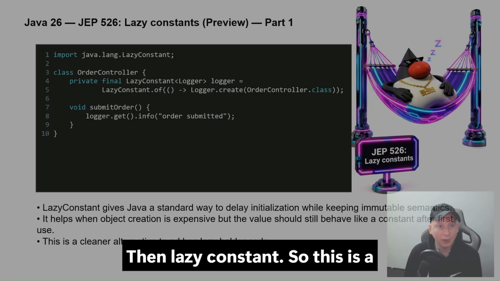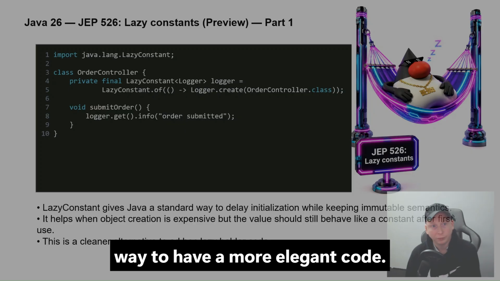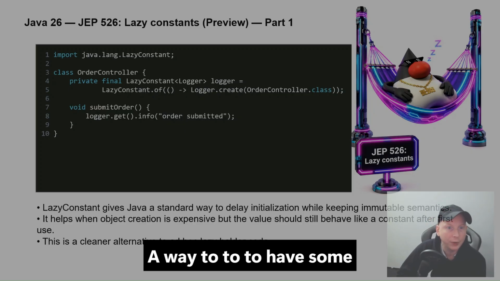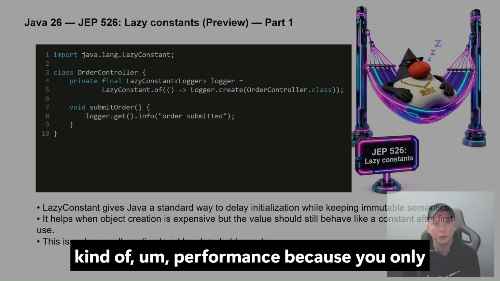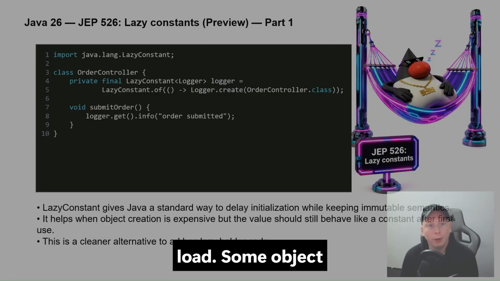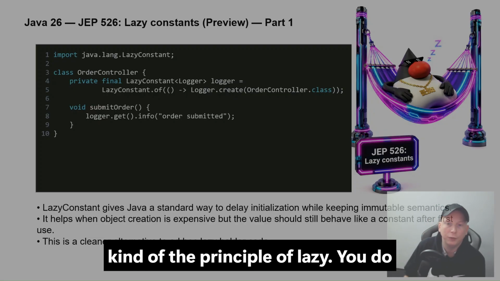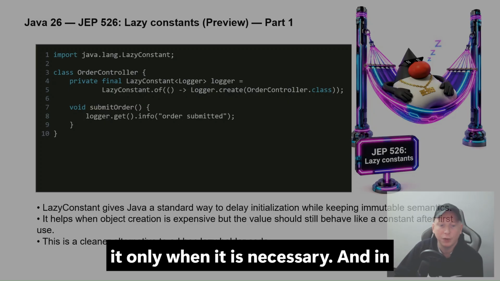Then lazy constants. This is a way to have more elegant code, and a way to have some kind of performance, because you only load some object when you really need it. It is a kind of principle of laziness. You do it only when it is necessary.